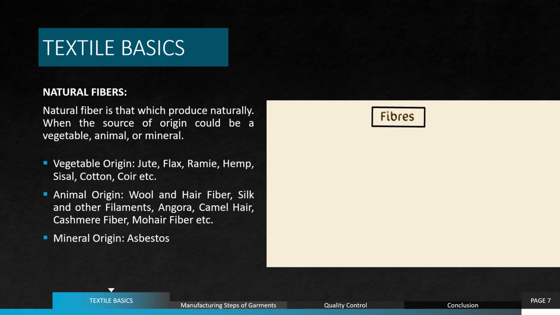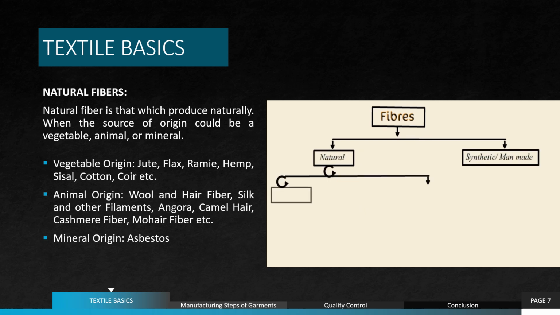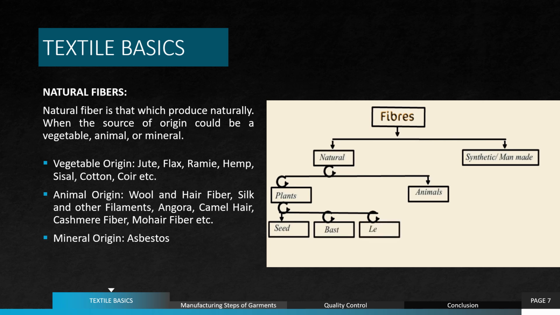Fibers are divided into two main types. First one is natural fiber and another one is synthetic fiber. Natural fibers are obtained from plants and animals. We get fibers from seeds, basts, and leaf of the plant.